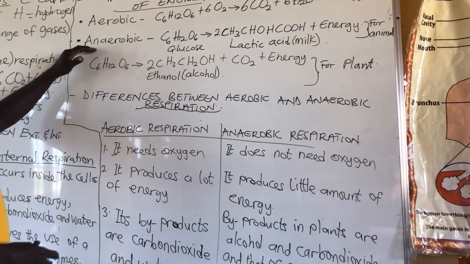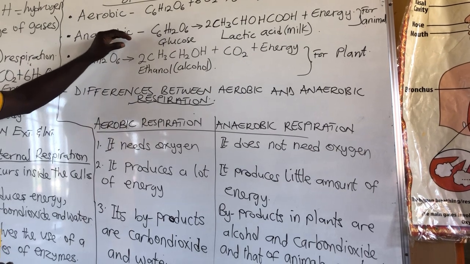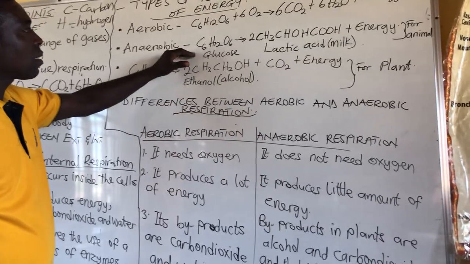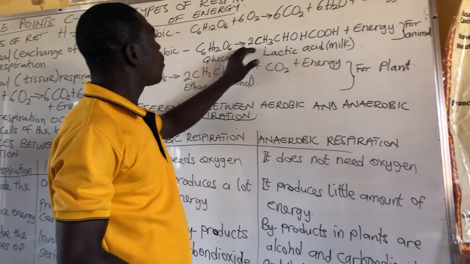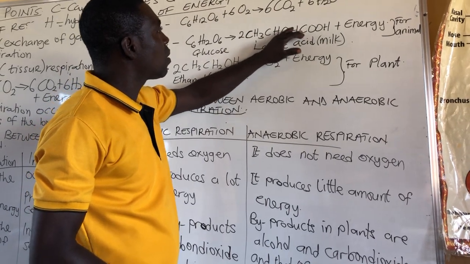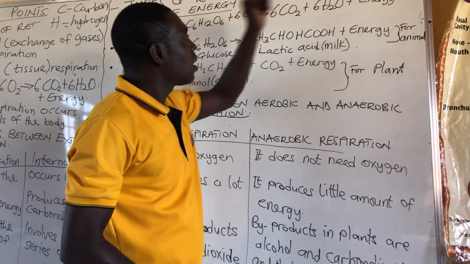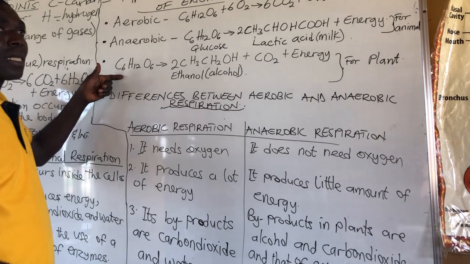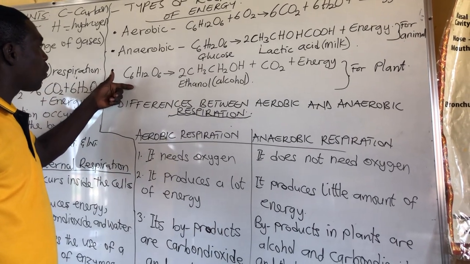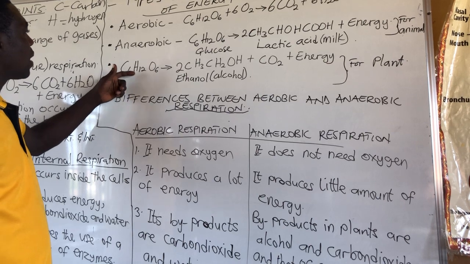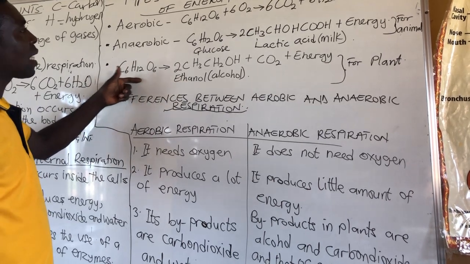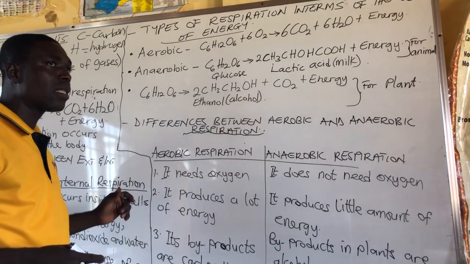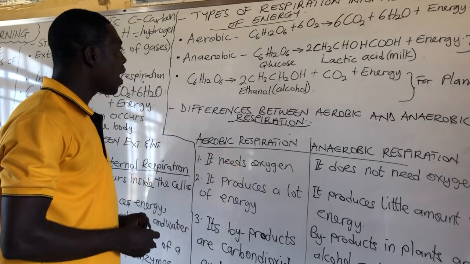So for anaerobic respiration, we have the one that occurs in animals and we have the one that occurs in plants. So in animals, this is the formula we have: C6H12O6 forming 2CH3CHOHCOOH plus energy. And we have the second one, which is anaerobic respiration in plants. We have C6H12O6. So you can see that over here, there is no need of oxygen. It's without oxygen or air.